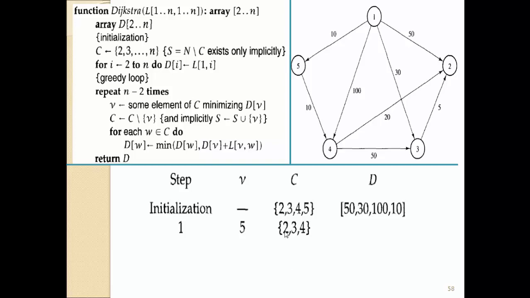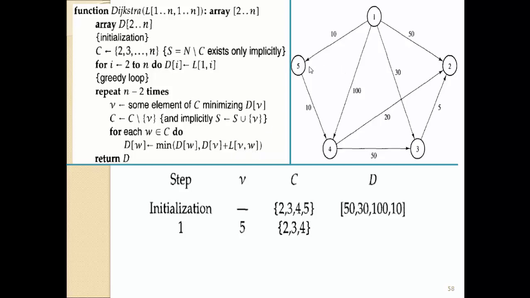So for example, when the value of W is equal to 2, at that time D of 2 is equal to the minimum of D of 2 and D of V, which means D of 5, plus L of 5 comma W. V is equal to 5, W is equal to 2. So we have to identify the direct length from 5 to 2.